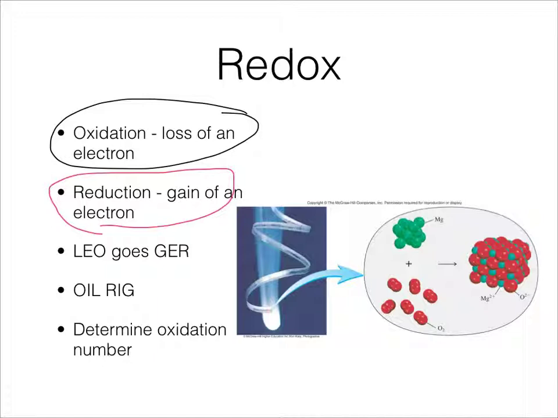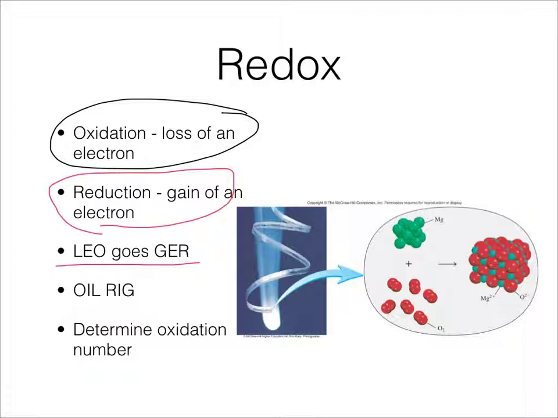So redox is completely linked. Oxidation and reduction. You cannot have one without the other. Now, ways to remember oxidation is the loss of an electron and reduction is the gain of an electron is one way, LEO goes GER. Lose electrons, oxidation. That's LEO. Gain electrons, reduction. That's the GER.